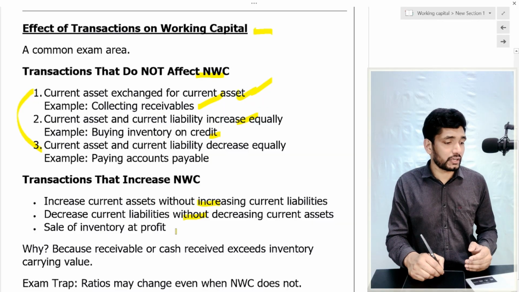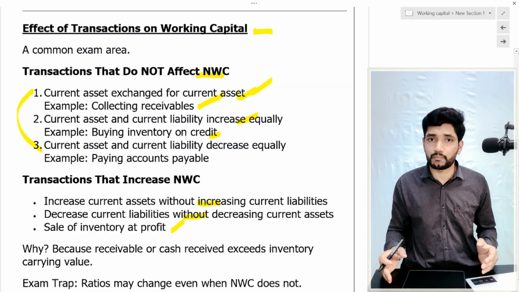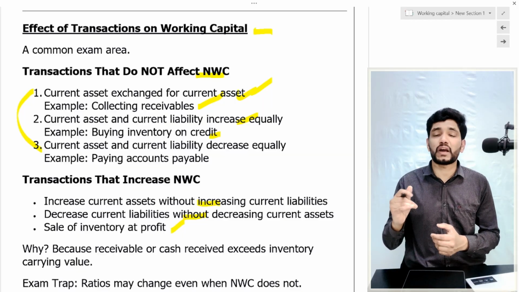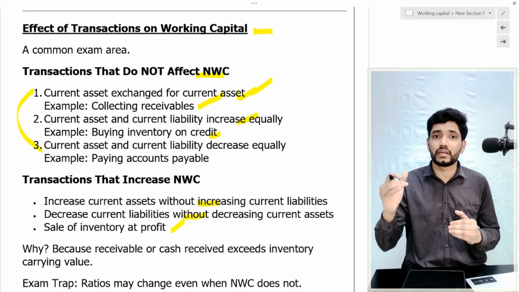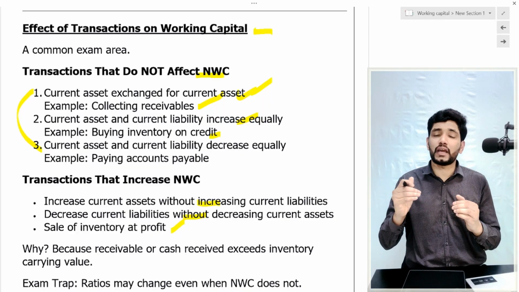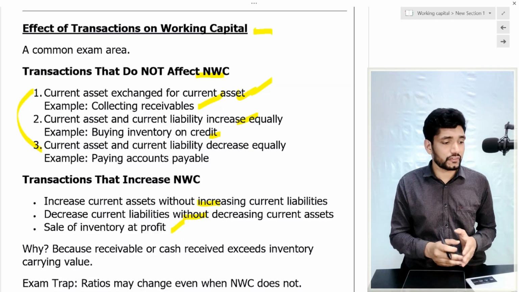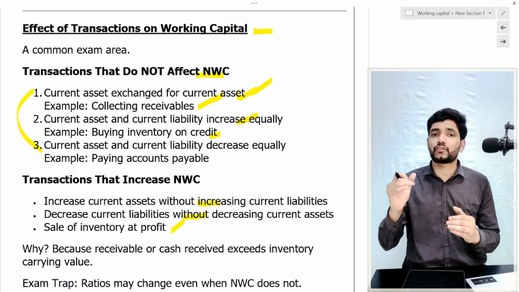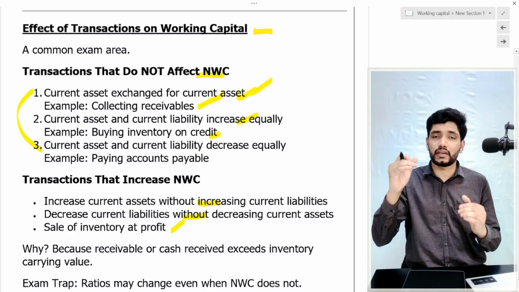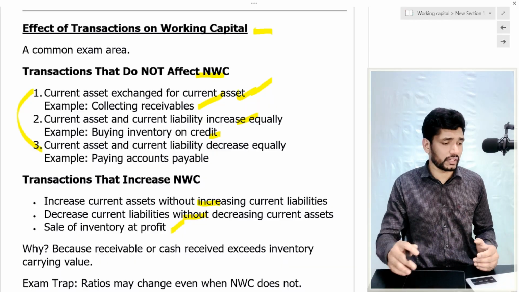Then the sale of inventory at a profit. If a company sells its inventory at a profit, it will increase the net working capital because the sales value will be higher than the inventory value. The inventory is reduced and the receivable increases. But if you sell at a profit, the receivable will increase by more than the inventory decreases. So this is a transaction which will increase the net working capital.